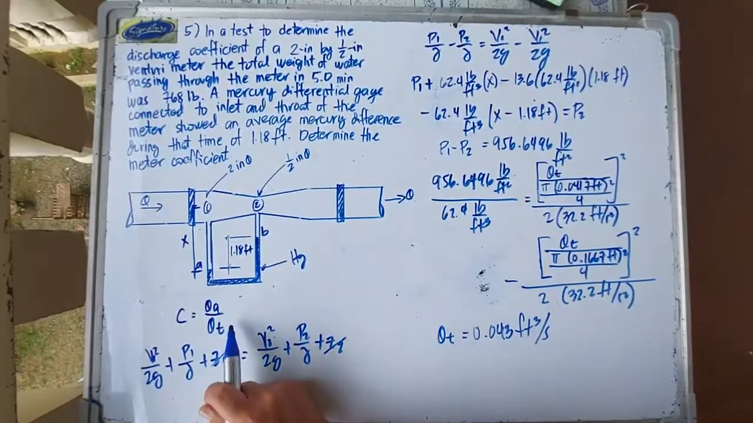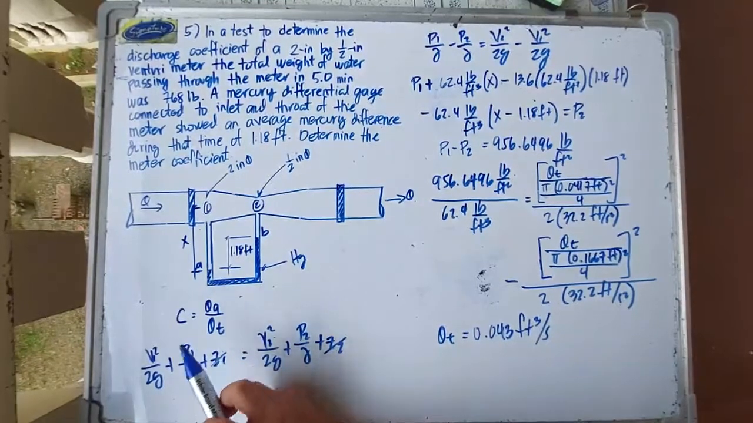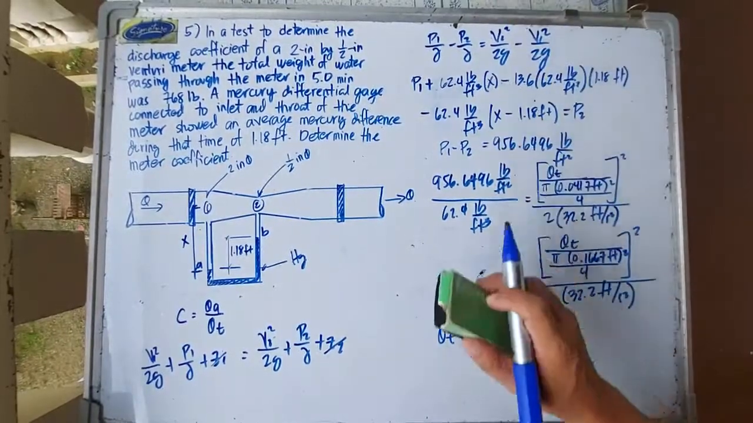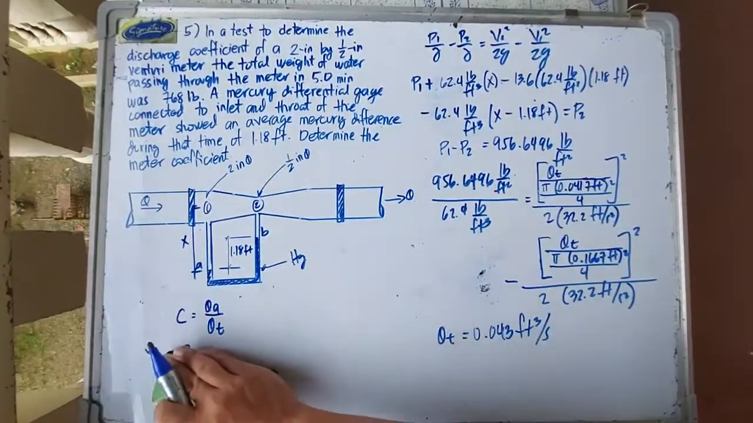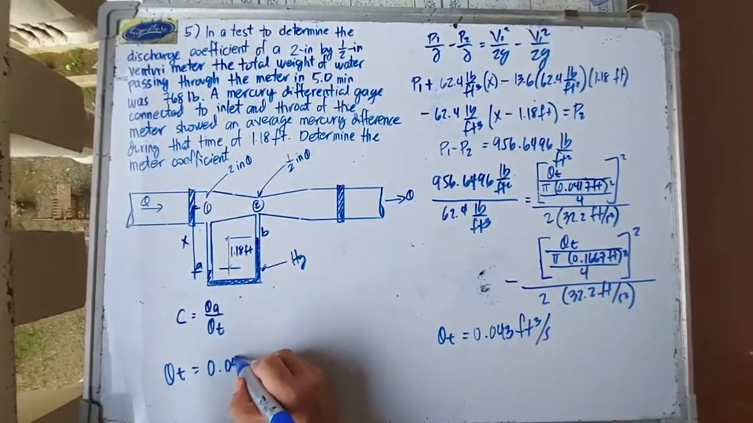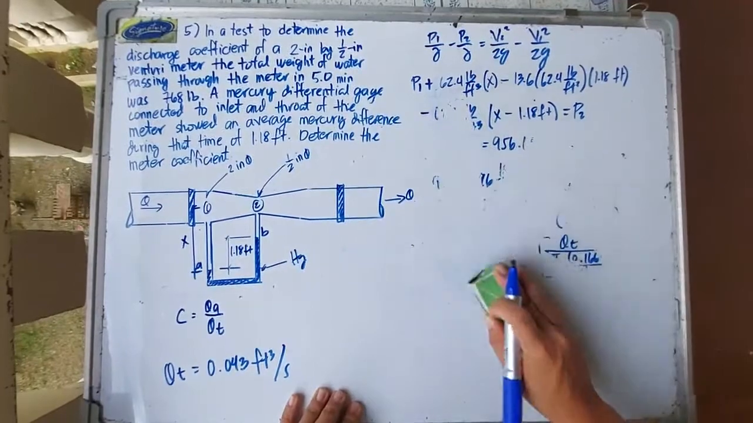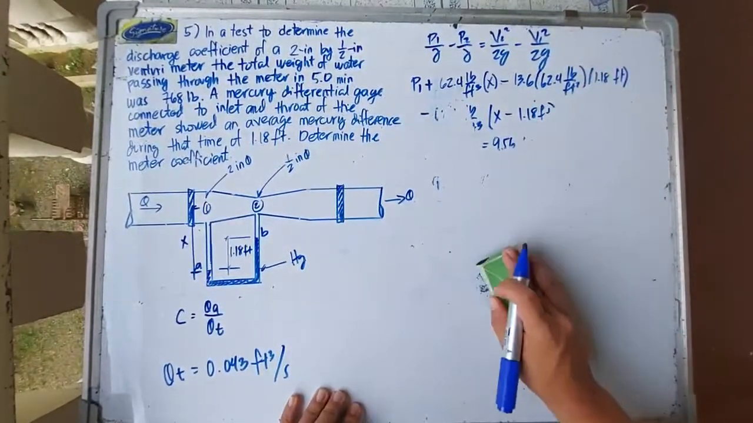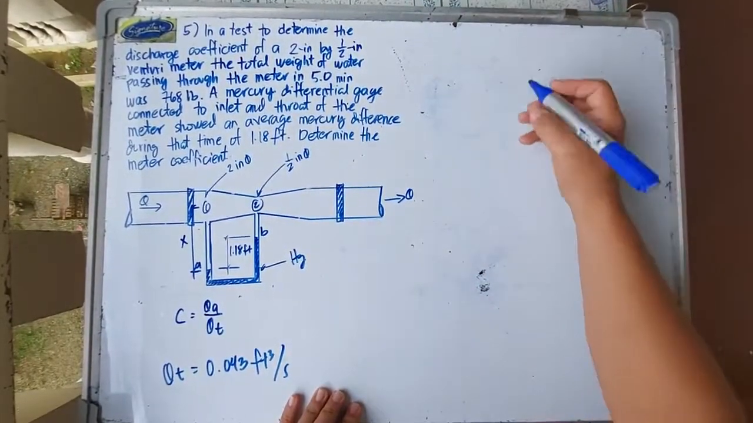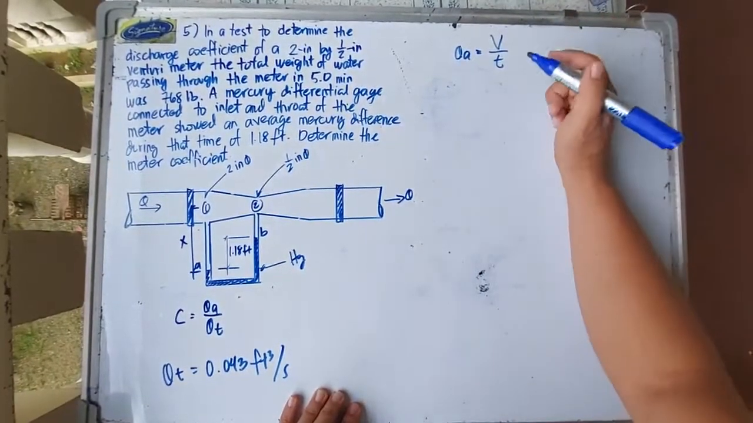Okay, so we have solved the theoretical discharge here. Next is to solve for the actual discharge. How do you solve for the actual discharge? Let me erase some parts of the solution. So let's note the theoretical discharge, 0.043 cubic feet per second. Next, solve for the actual discharge. The actual discharge is equal to the volume divided by the time of collection.